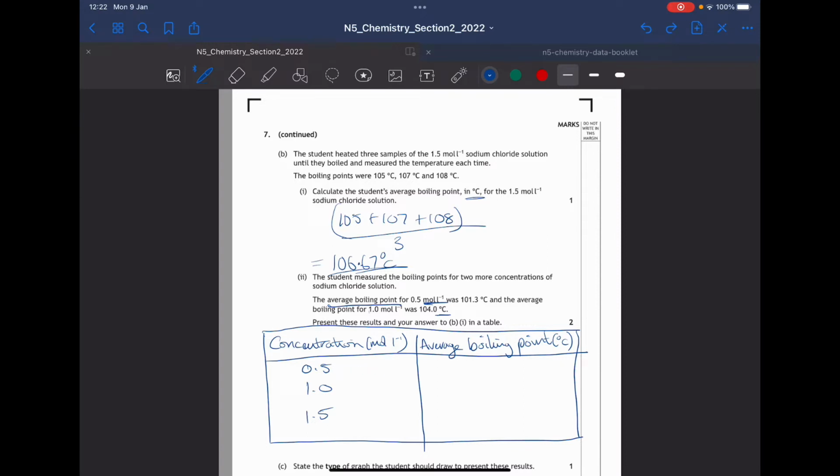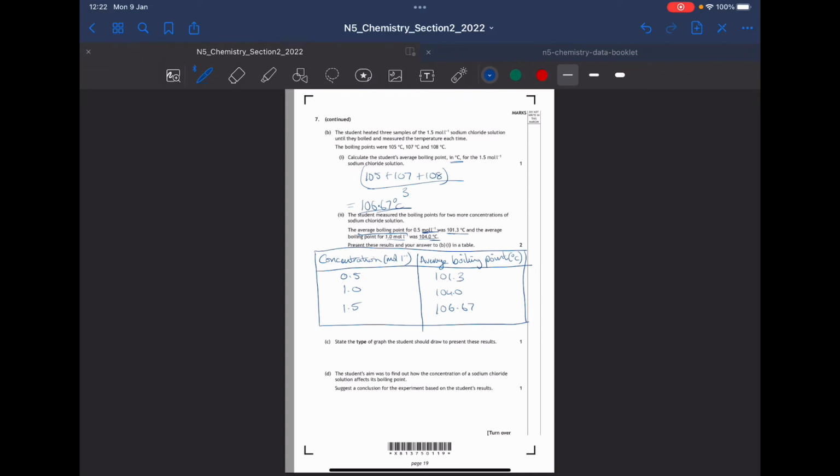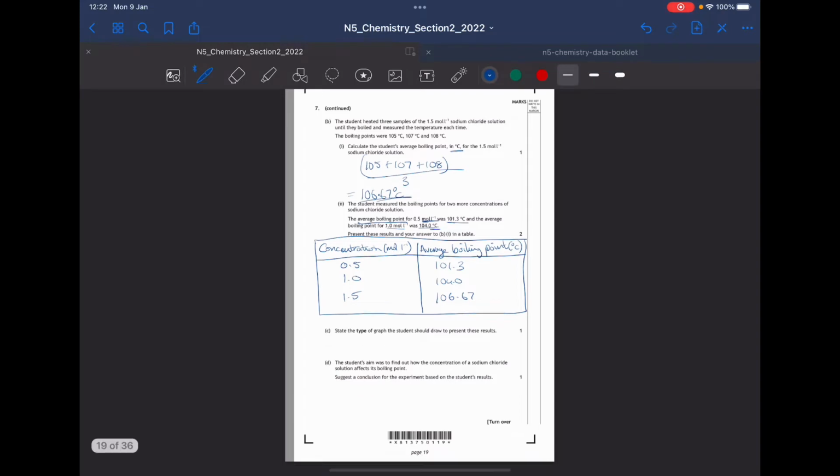And then at 0.5, the average temperature was 101.3. At 1.0, it was 104. And at 1.5, that's what we calculated before, it was 106.67. And that's you. So the main thing to remember is the headings and the units in the headings. And don't write the units again.